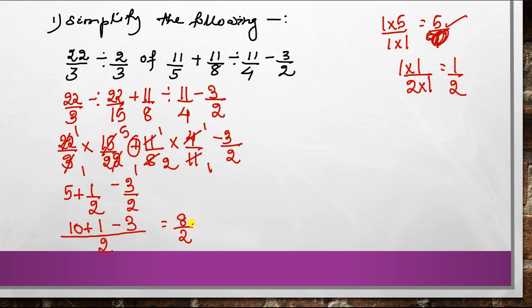Now we can see 8 by 2 is the answer, but we can reduce it. So let us reduce it. If we cut by 2, then 2 by 2 gives us 1, and 8 by 2 gives us 4. Hence we get the answer. The answer is equal to 4. So 22 by 3 divided by 2 by 3 of 11 by 5 plus 11 by 8 divided by 11 by 4 minus 3 by 2 is equal to 4.